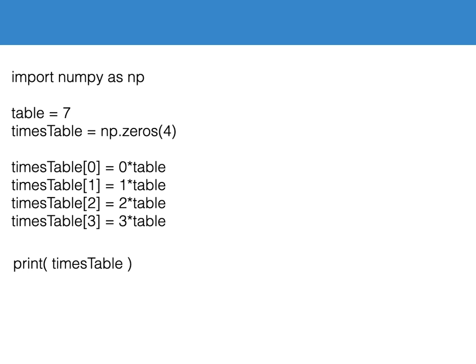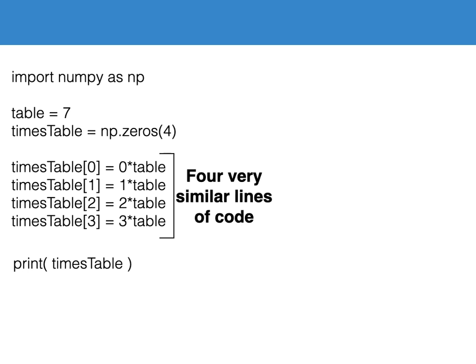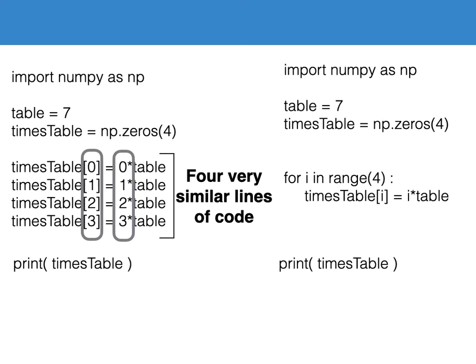Notice that there are 4 very similar lines of code in this program. The only difference in these 4 lines is the element of the array that is being set and the value that we are multiplying the variable table by. We can replace these 4 lines with 2 lines if we use a loop as shown here.